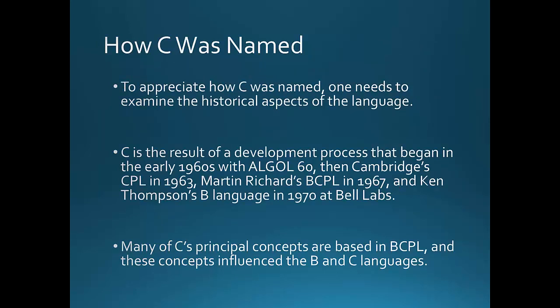So how was C named? C is a result of developing ALGOL, and there was a language that was called B at one point, and so C follows B.